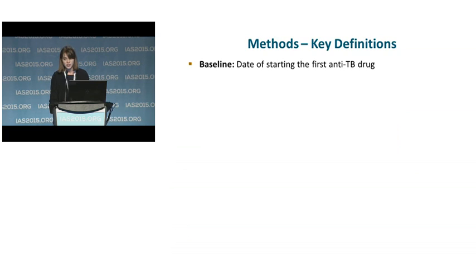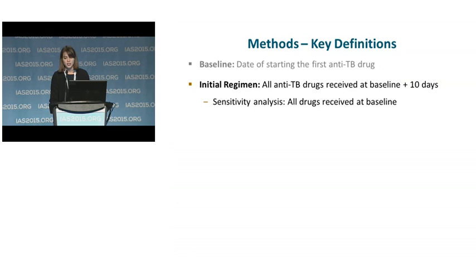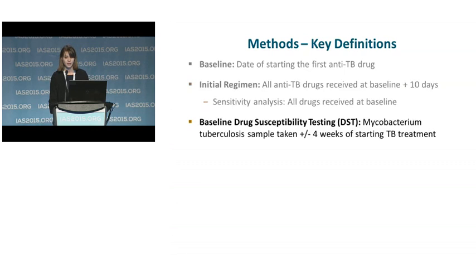The key definitions for this analysis is baseline, which we defined as the date of starting the first anti-TB drug. The initial regimen an individual received was defined as all drugs received at baseline plus 10 days, and we included this time window to allow for staggered treatment starts, which are common in some countries in Eastern Europe, but we did do sensitivity analyses around it. We defined baseline drug susceptibility testing, or DST, as a test result from a mycobacterium sample taken within 4 weeks of starting TB treatment.